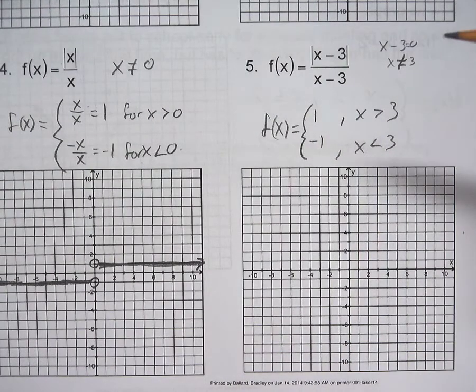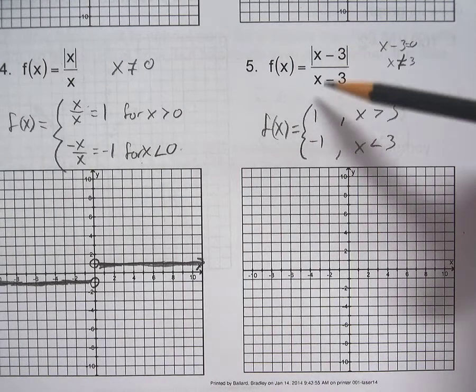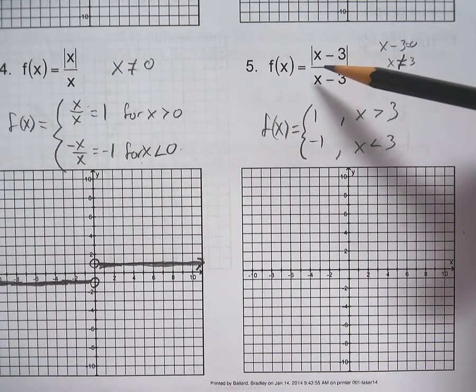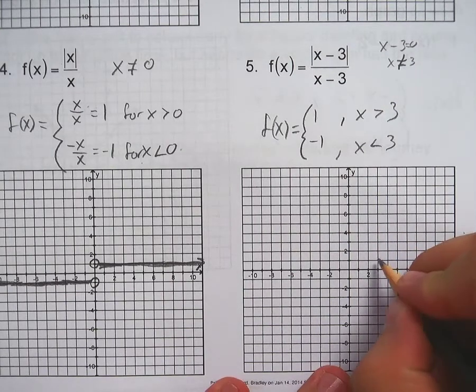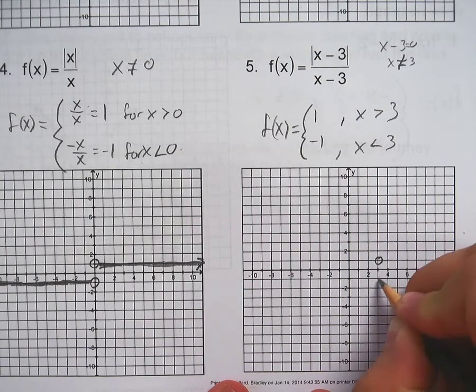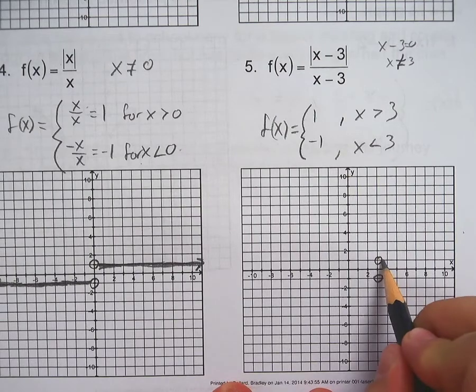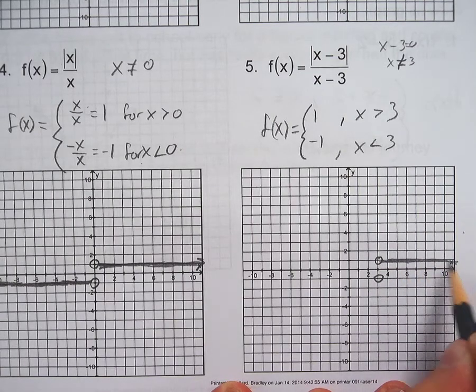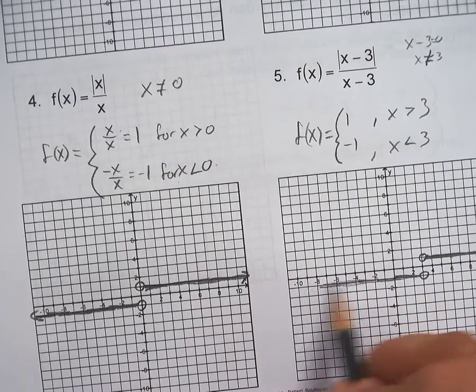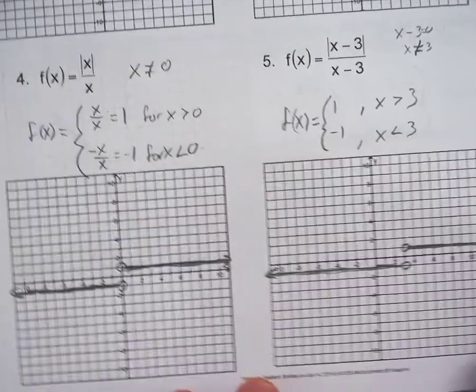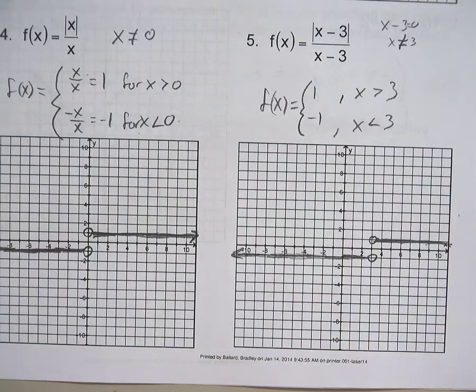These couldn't be any easier. Once you realize that this is 1 and it's just +1 and -1, graph it. So at 3, I'm going to have my split, and it's going to go positive over here and negative over here. Okay?